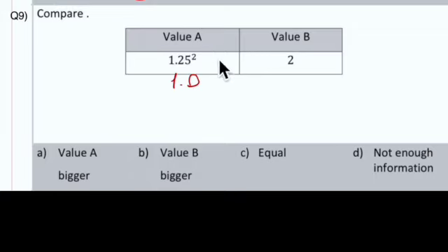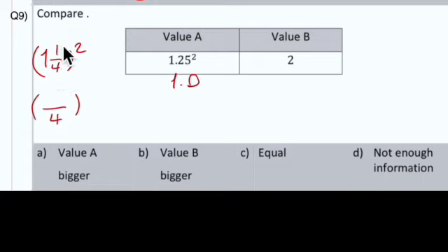Or we can change 1.25 from decimal into fraction. So write down 1, and 0.25 will be 1 over 4. This is all squared. Now we change from mixed number into improper fraction. Write down the denominator and multiply 1 times 4 plus 1.